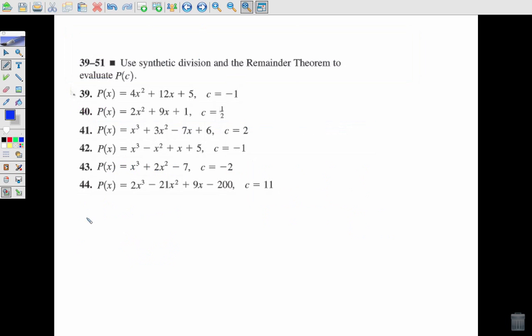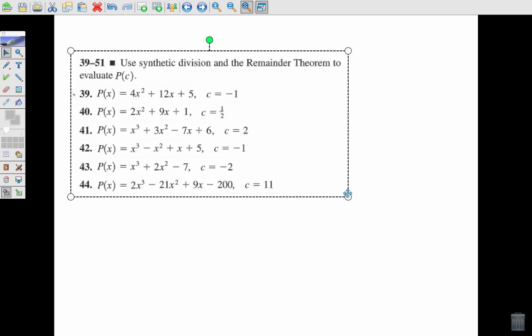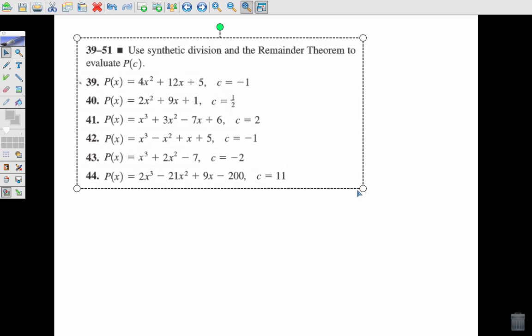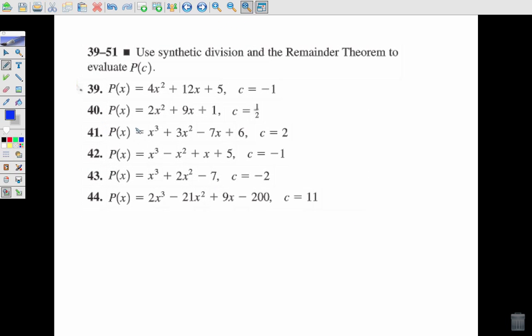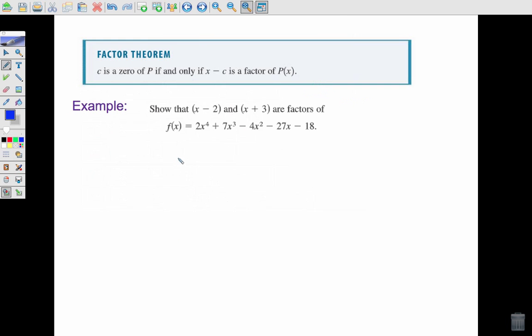I have 6 practice problems for you to try, which I guess is kind of a lot. For each one of these, for number 39, for example, you're going to use synthetic division, divide by -1, and you're going to write your answer as p of -1 equals whatever your remainder is when you use division. So go ahead and try these. You can pause this video and you can check your answers on Classroom. When you're done, move on to the next slide.